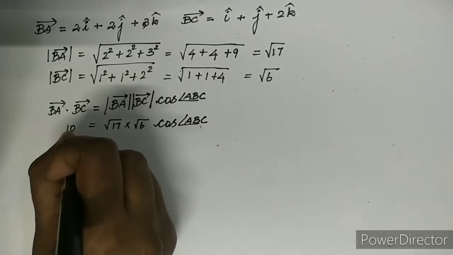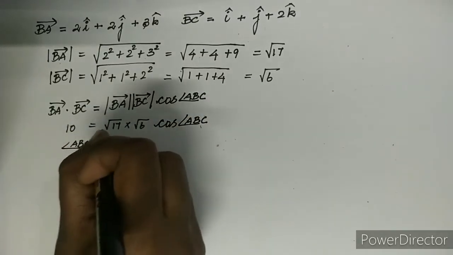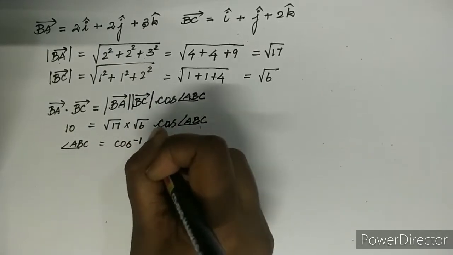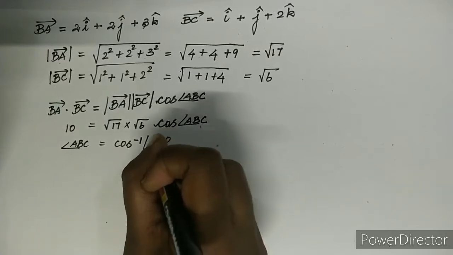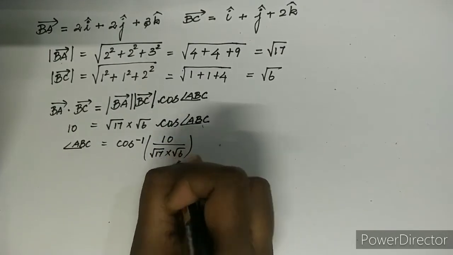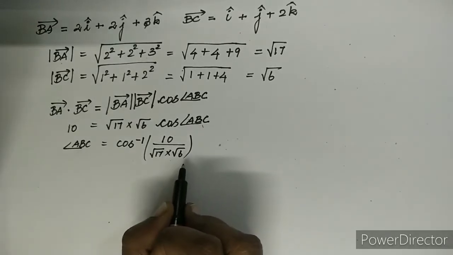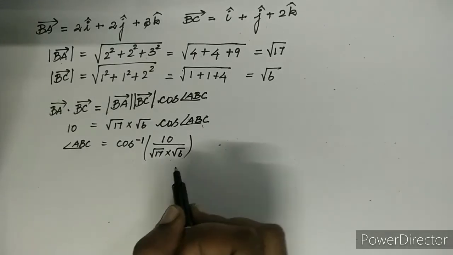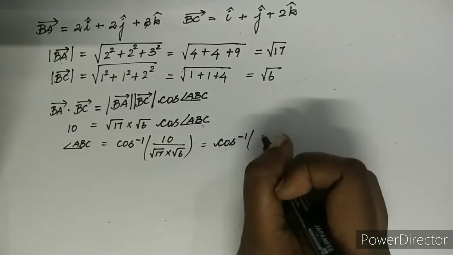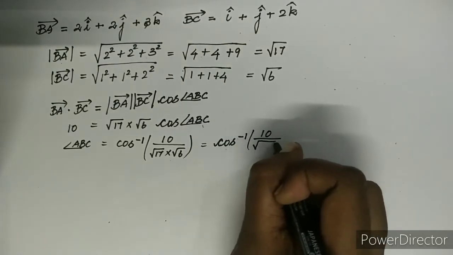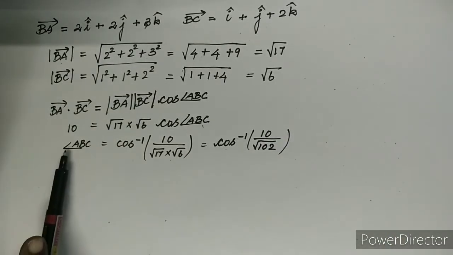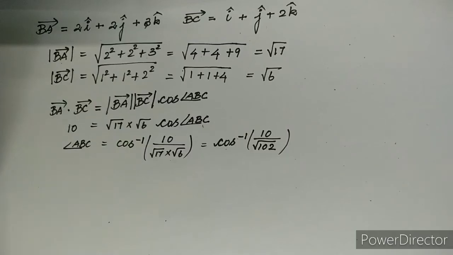So angle ABC is equal to cos inverse of 10 by root 17 into root 6. Root 17 into root 6 is root 102. So we can write cos inverse of 10 by root 102. This is our angle ABC.